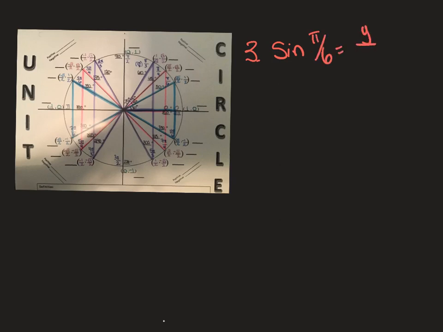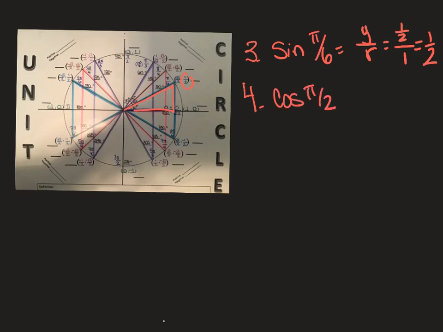Remember, sine is my y over my r. So I'm going to go to pi over 6, which is this one right here. The y value is a half. So it's going to be 1/2, and the radius is 1, so it just equals a half. Let's try number 4. Number 4 says cosine of pi over 2.